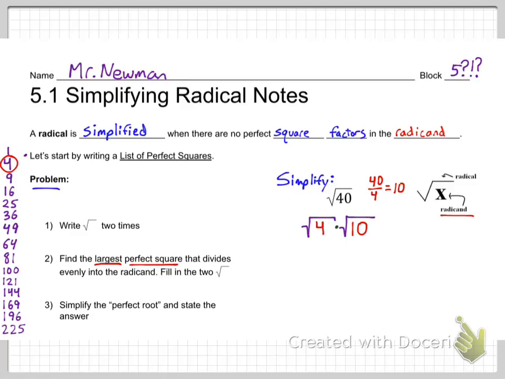The third step is to simplify the perfect root and state the answer. In this case, the square root of 4 is our perfect root, and the square root of 4 is 2. So 2 times the square root of 10 is our final answer. Let's do a few practice problems, and I'll let you try some of these as well.